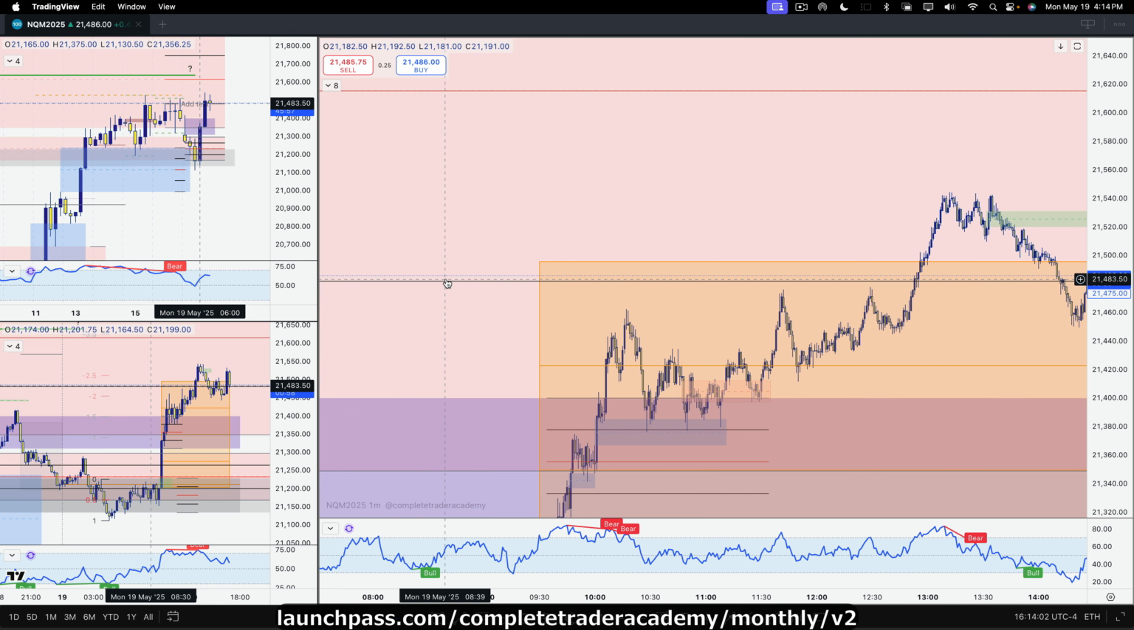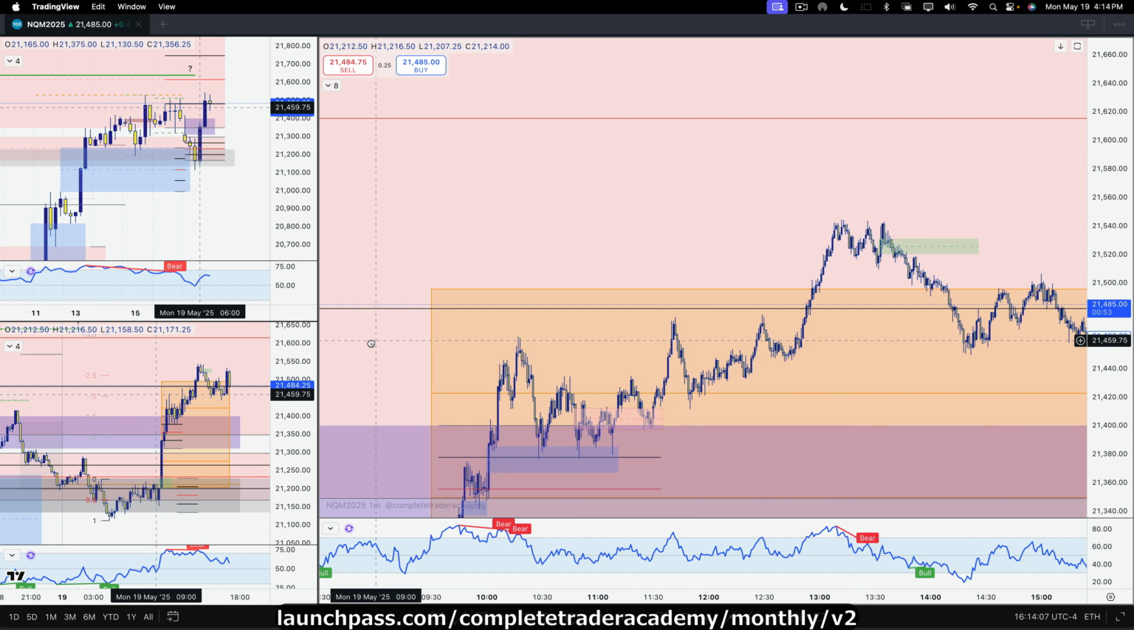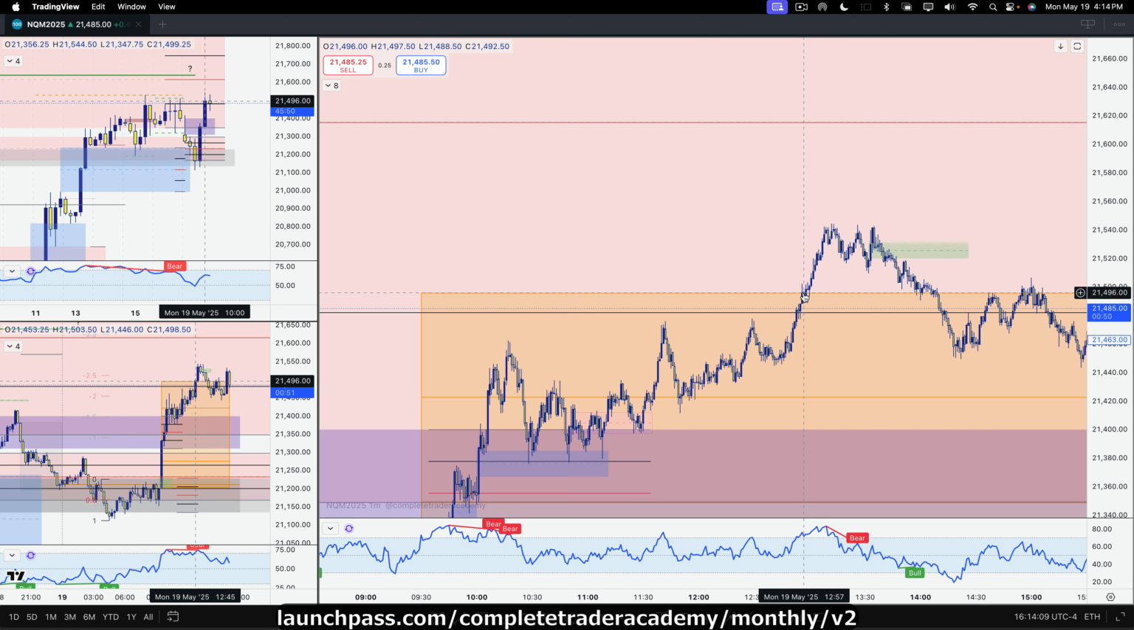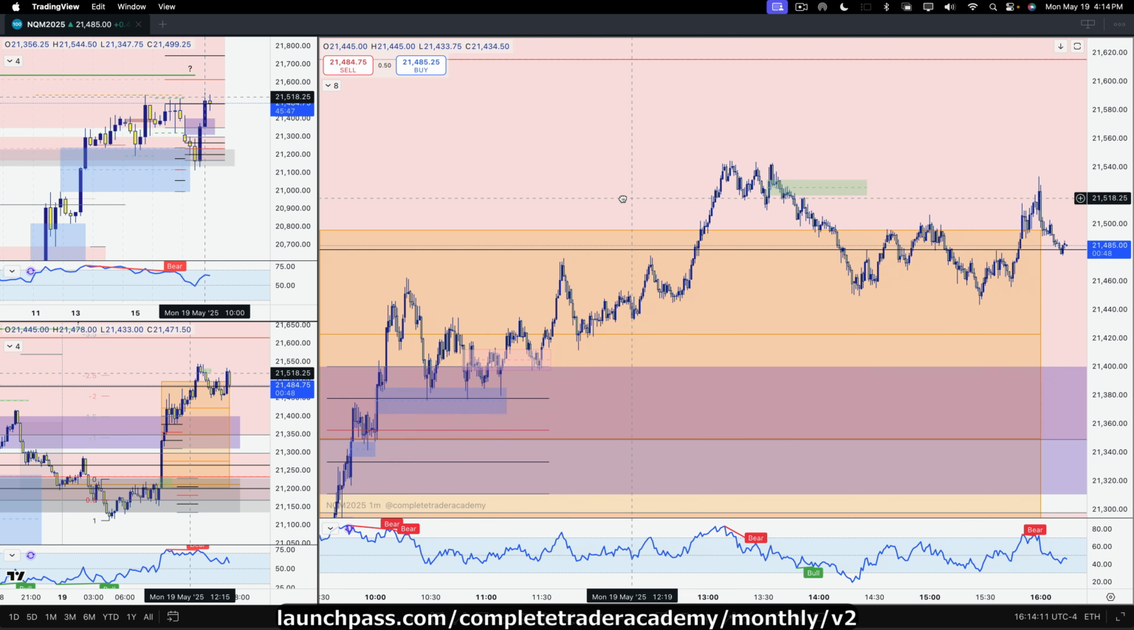That level is the bottom 25% of that weekly bearish imbalance. And then what's above that? Well, we tag it right there. And then what's right there? Oh, the thermal of the literal opening range gap.